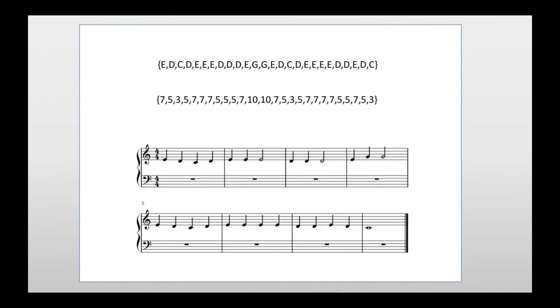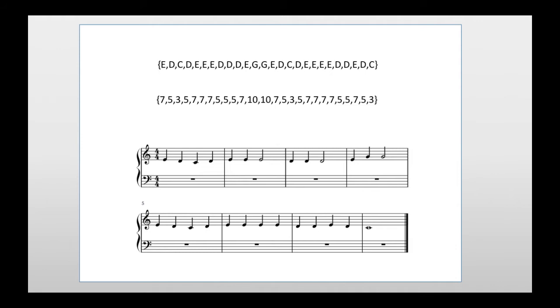For example, let's add 3 to each element of the melody. 7535777, 555, 71010, 7535777755753, which translates into the musical pitches E D C D E E E D D D E G G E D C D E E E E D D E D C. It's the same melody, it's just transposed into a different key. The first was in the key of A major, and the second in the key of C major.